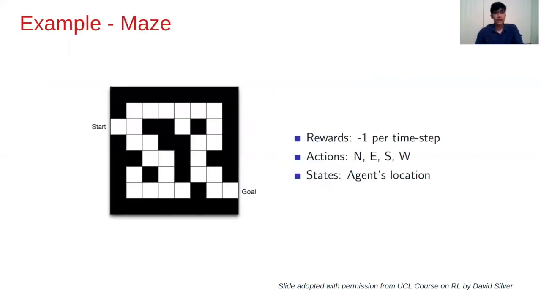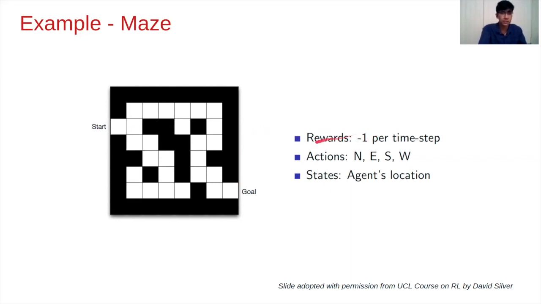Now, I understand there have been a lot of terms, so let's take an example to understand what each thing means, and we'll go through all the terms once again through this example. So here we have a maze, which we want our agent to solve. We have a start state and a goal state. And we want our agent to reach the goal as quick as possible. So what could be one reward function? The reward could be -1 per time step.